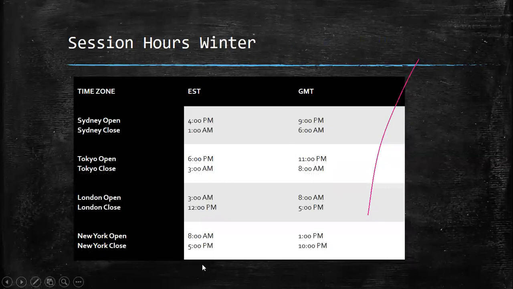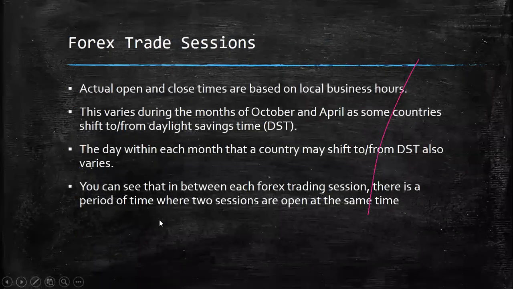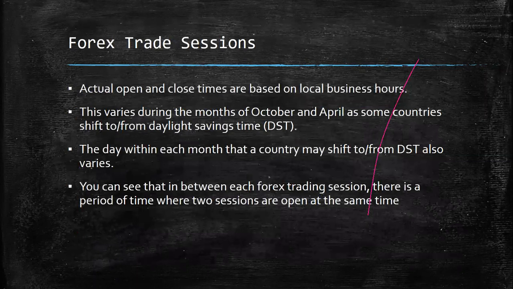This is the hours in the winter. This is just adjusted for daylight savings and things like that. Now, the actual open and close times are based on the local business hours. What that means is the actual open and close of your broker is based on where your broker is at. And also, it's going to vary during the months of October and April, of course, as some countries shift to daylight savings time. The day within each month that a country may shift to or from daylight saving time also varies.